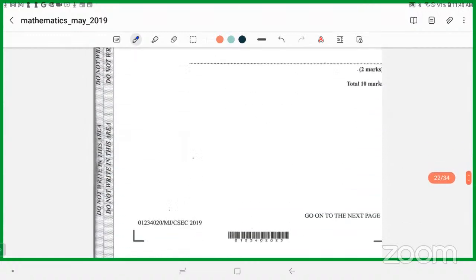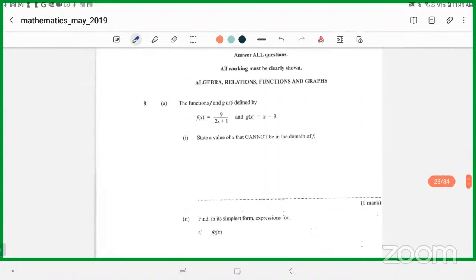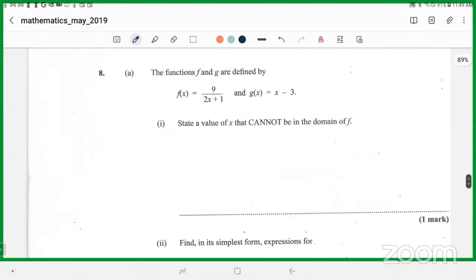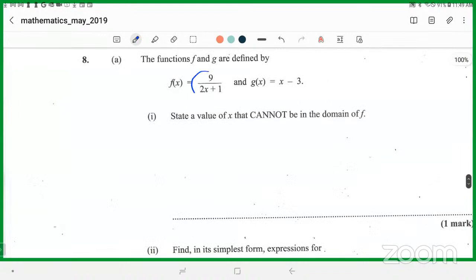To the extent that there was no paper 2 in 2020. All right, so here's a functions question right here now. This again is a rational function, a fraction. This one says, state the value of x that cannot... See, asking the same thing now. It's the same undefined basis.